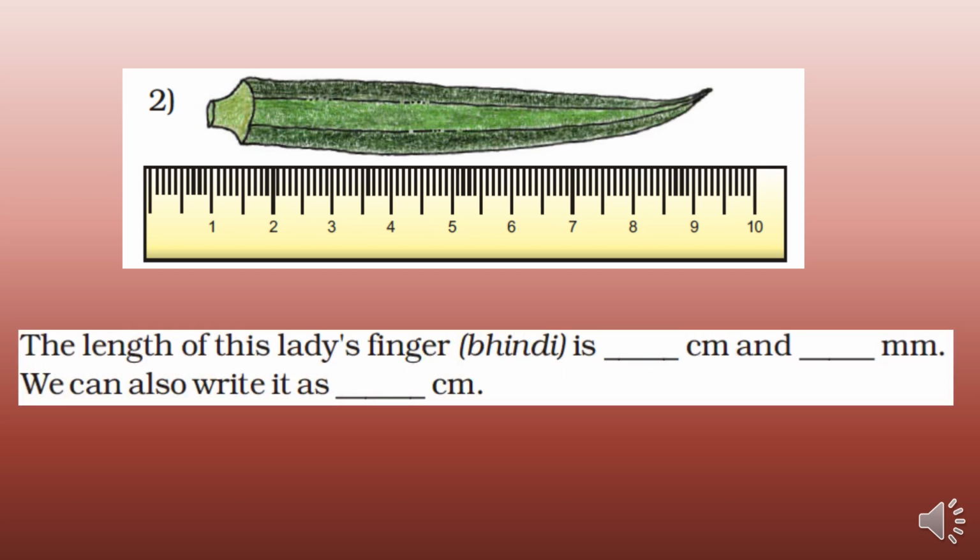The length of this ladyfinger bindi is dash centimeter and dash millimeter. So here the bindi is starting from 1, not from 0. So here also we will subtract 1. So instead of 9 we will count it as 8, and so it will be 8 centimeter and 4 more millimeters. We can also write it as 8.4 centimeter.